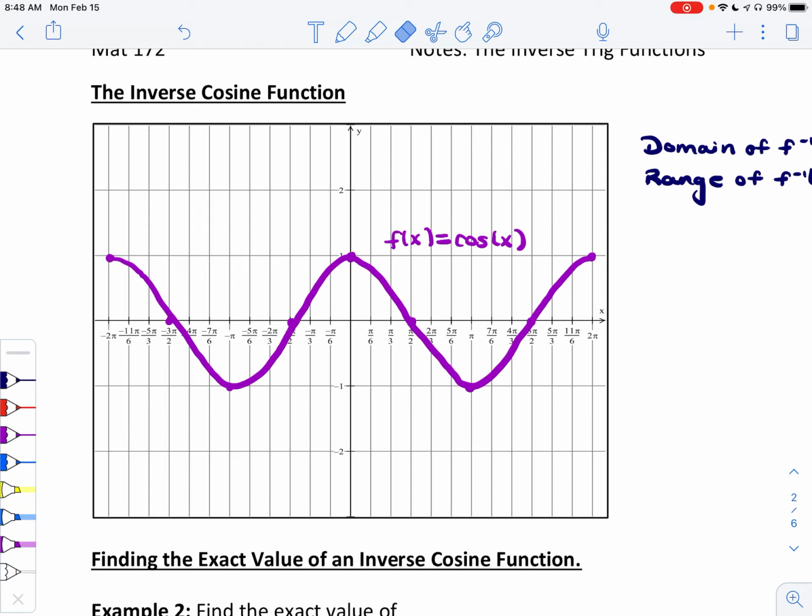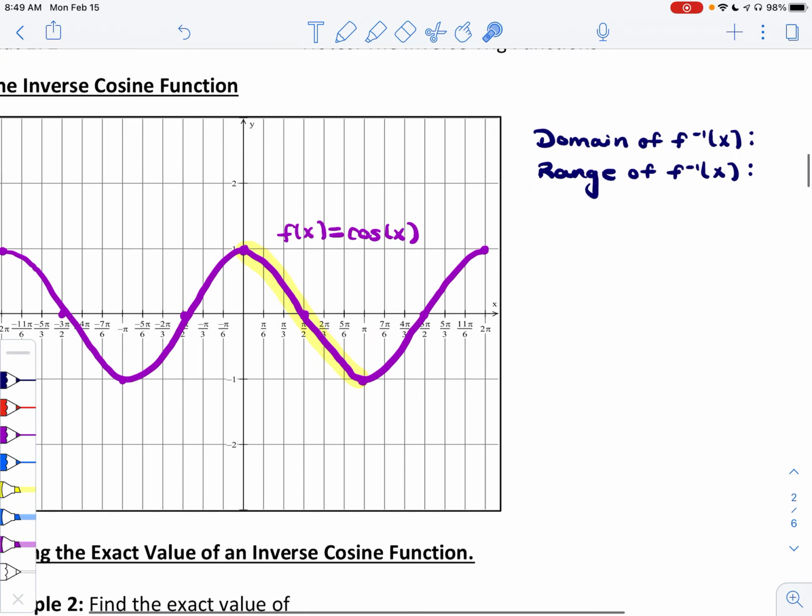but instead we're going to limit it down to a smaller chunk. Now with the cosine, if we want to make this a one-to-one function, we're going to focus on this piece right here from 0 to pi. That would maintain the entire range of the original function from -1 to +1. So we're not losing any y values, but it's now a one-to-one function.